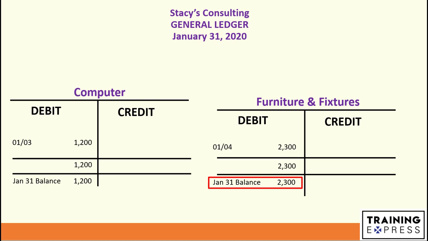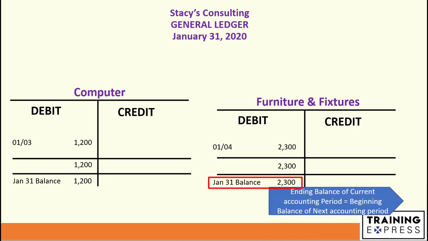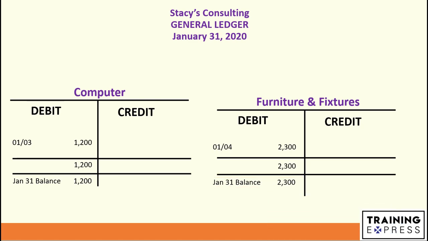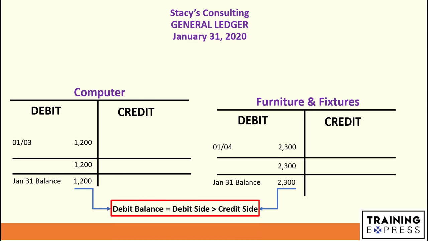And we can't forget that ending balance of current accounting period is the same as beginning balance of next accounting period. Now you have seen that in both of these ledgers, debit side is greater than the credit side, and that is why we have written ending balance on the same side. So we can see here that whenever debit side is greater than the credit side, it is called debit balance.